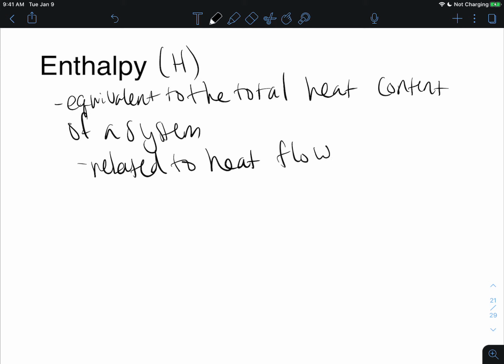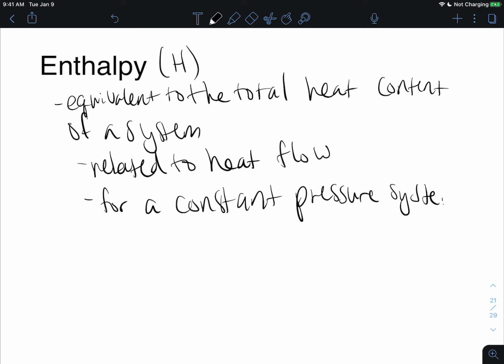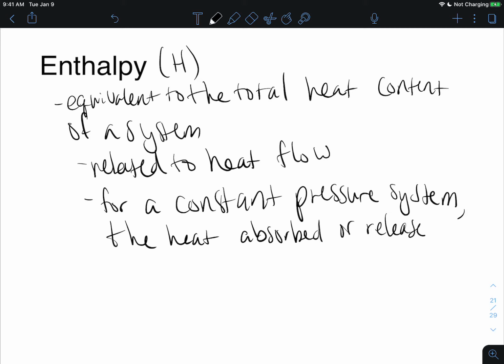So this is not Q, right? This is different from Q. So when we think about processes at constant pressure, the heat absorbed or released equals the change in enthalpy. So for a constant pressure system, the heat absorbed or released equals the change in enthalpy.